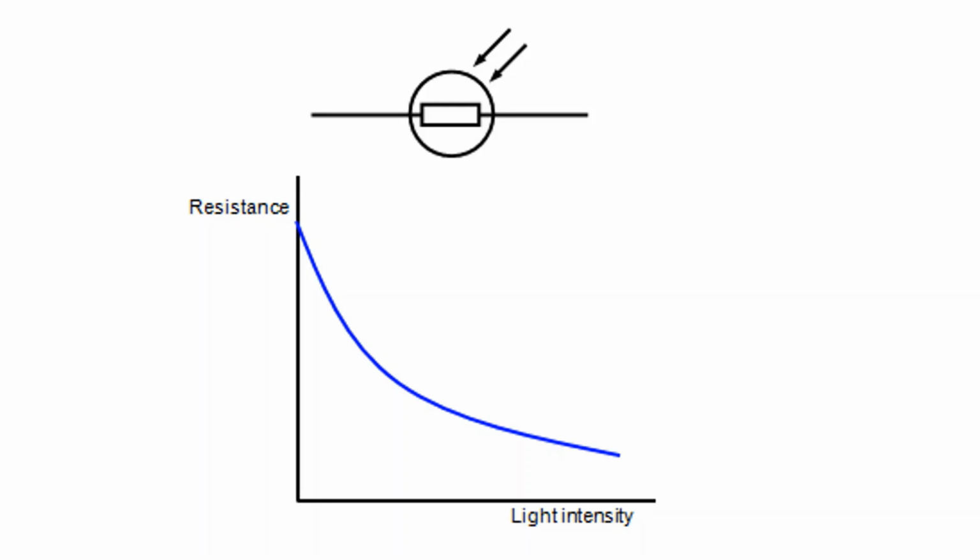Similar to a thermistor, as you increase the temperature, the resistance will decrease. But for an LDR, as the light intensity increases, the resistance also decreases.